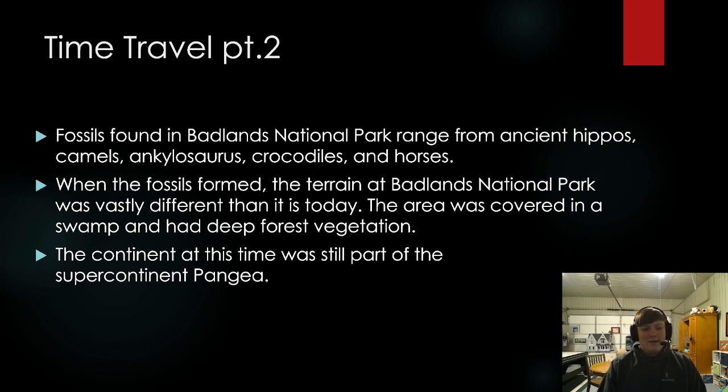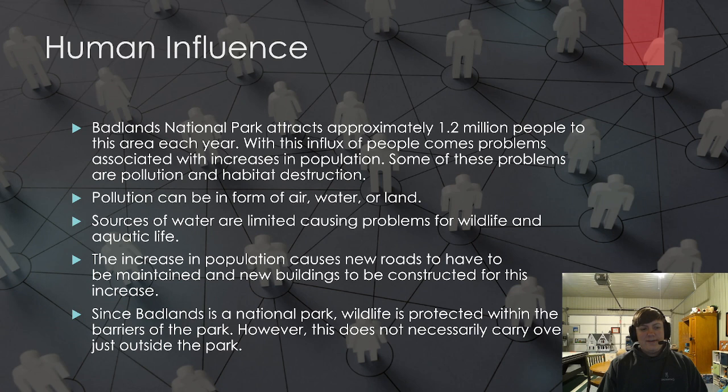as echis. When the fossils formed, the terrain at Badlands National Park was vastly different than it is today. The area was covered in a swamp and had deep forest vegetation. The continent at this time was still part of the supercontinent Pangaea. The human influence is the next topic.